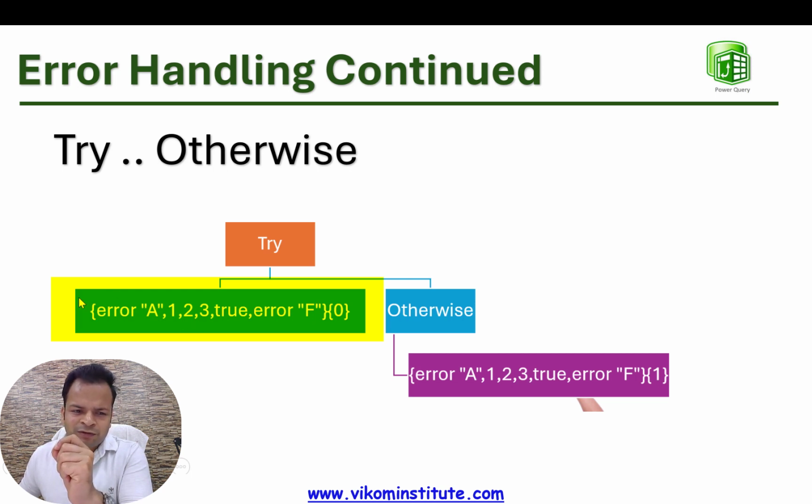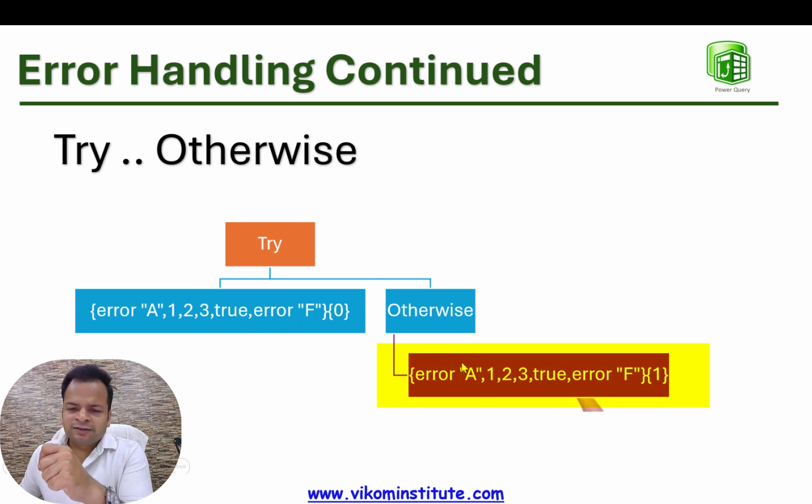If you see this list, error, A, 1, 2, 3, true, error, F. If I simply find the 0 record, it will give me an error. If this is an error, then it will produce the otherwise value. If I enter 1 in it, it will not give me an error because it will give me 1. Let's try it in Power Query.